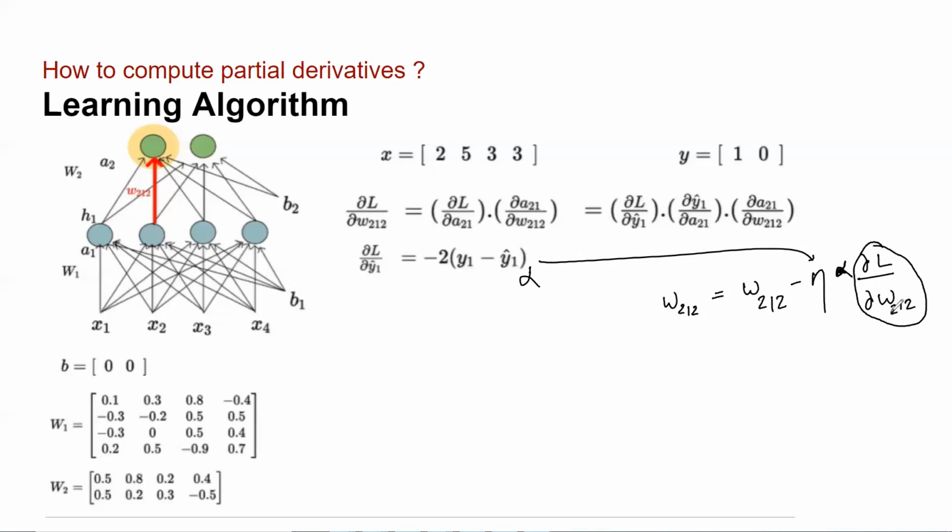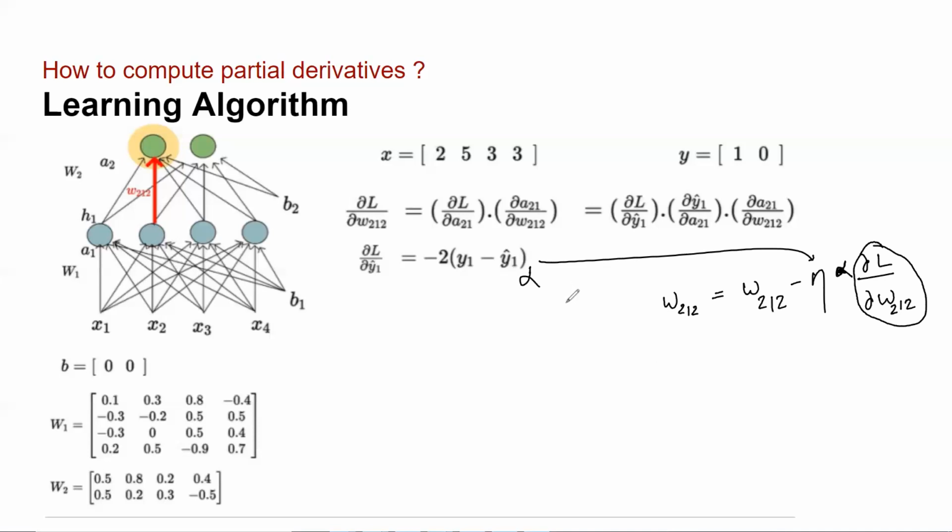And how am I getting this value? By the chain rule. When you evaluate this chain rule, whatever value you get, you'll put here, right? And then you will compute this new W212. But how am I calculating that chain rule? Those are derivatives. So if I give you these values, you will be able to figure out the value of it.